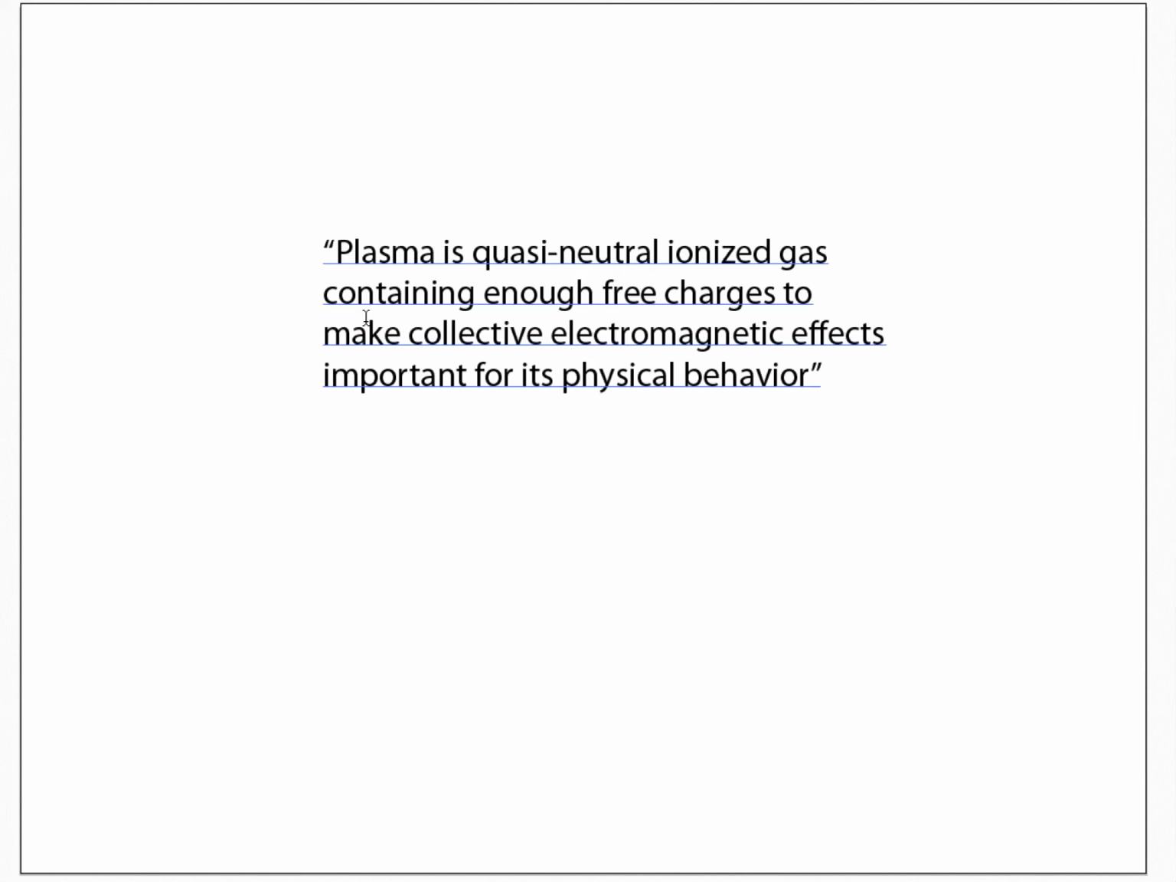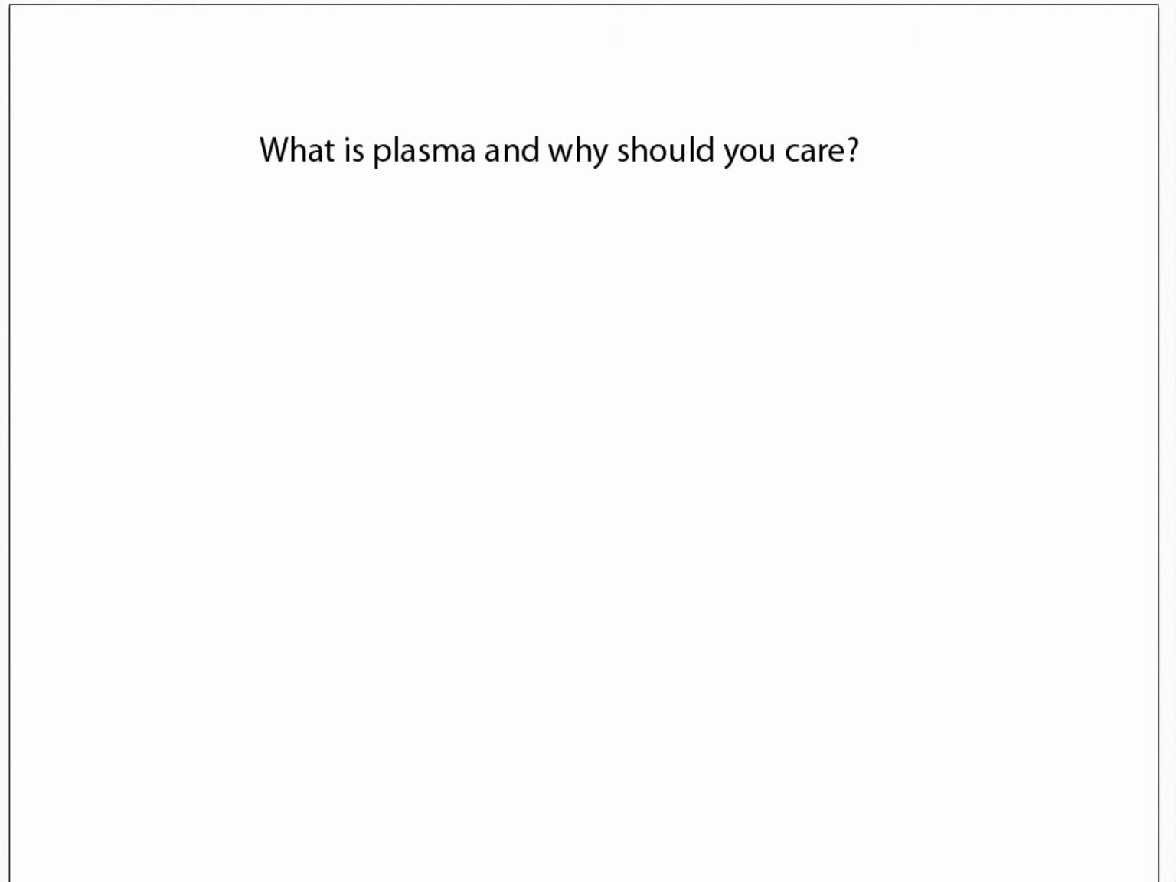There is a more general definition for plasma, which states that plasma is quasi-neutral ionized gas containing enough free charges to make collective electromagnetic effects important for its physical behavior. Okay. Well, how do we obtain this quasi-neutral gas in order to make these collective electromagnetic effects important? To describe that, let's start from the first state of matter.